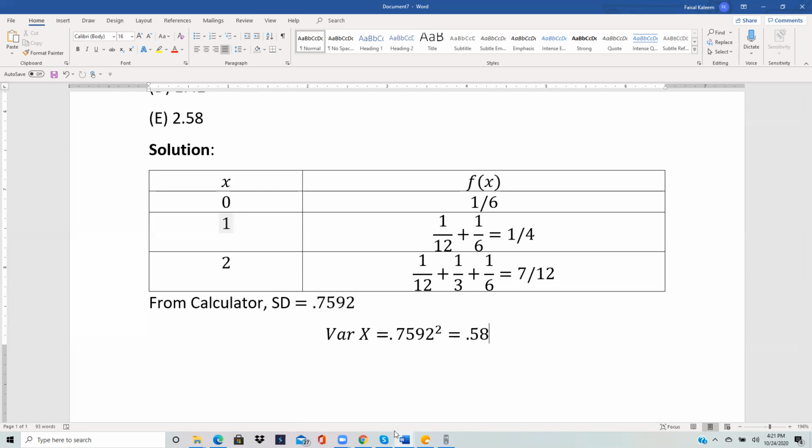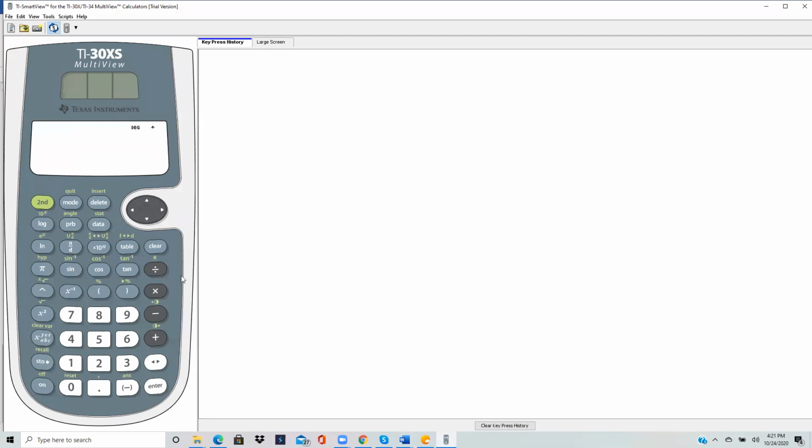So actually, let's do it. X is 0, 1, 2. So remember, it's data. And we need to clear. So we press data again. So enter. Right now, it will clear L1. And then press data again and go to L2 and enter, that will clear L2. So now everything is cleared.